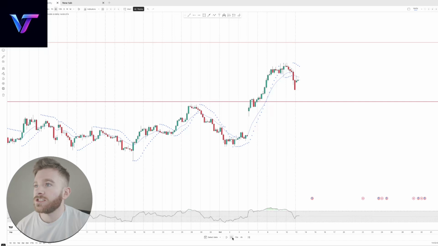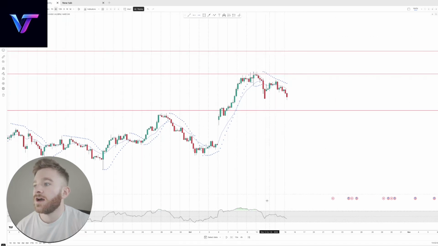Now, remember that this is a 4-hour chart. Again, during this period, you'd be looking at your baskets every single day. You know exactly where price is. And again, let's just mark this out. So that was the high. What we were waiting for was a rejection around this area, ideally.